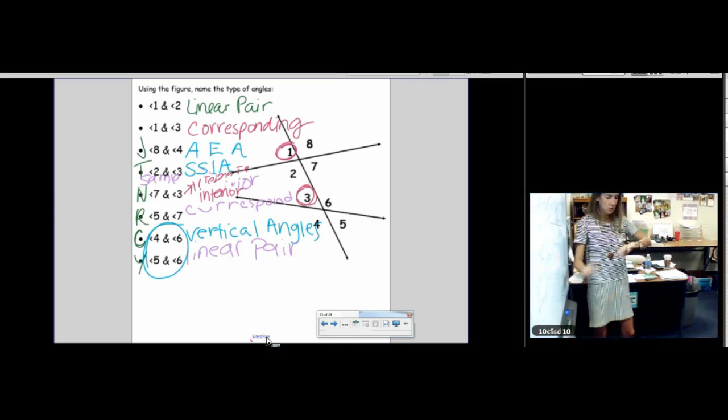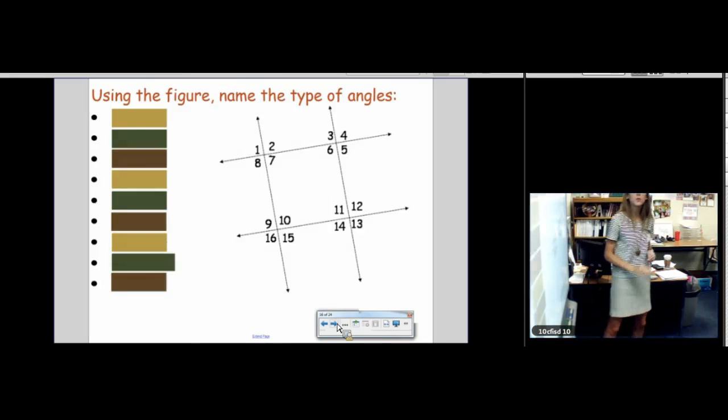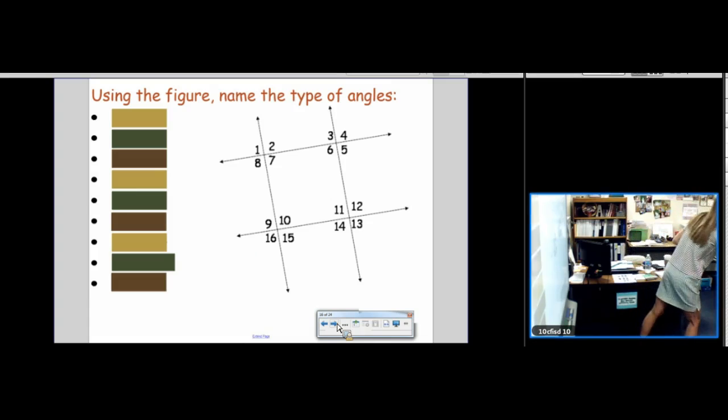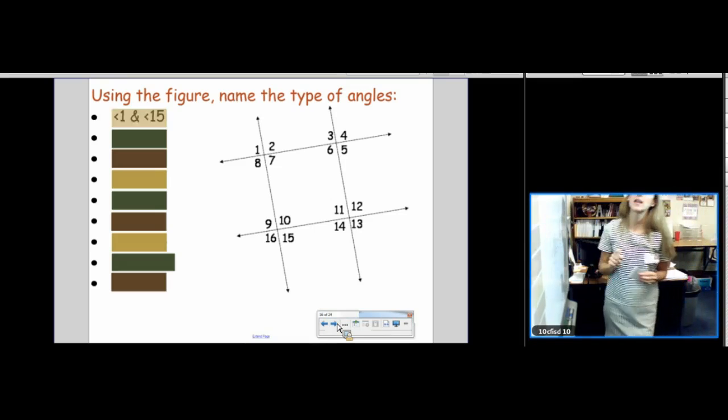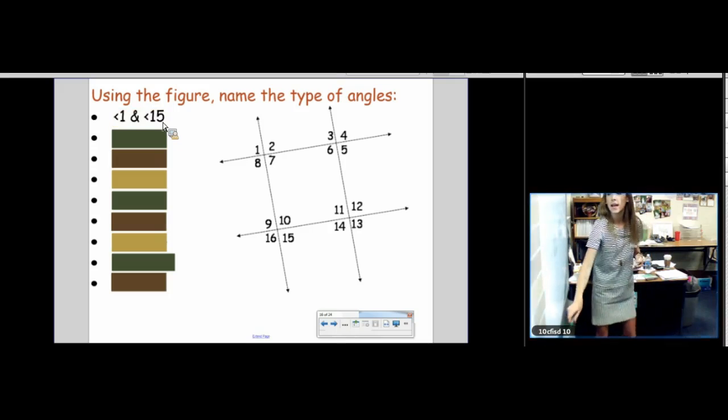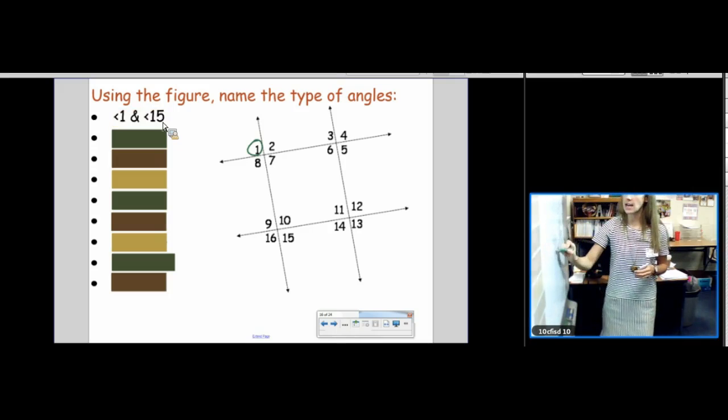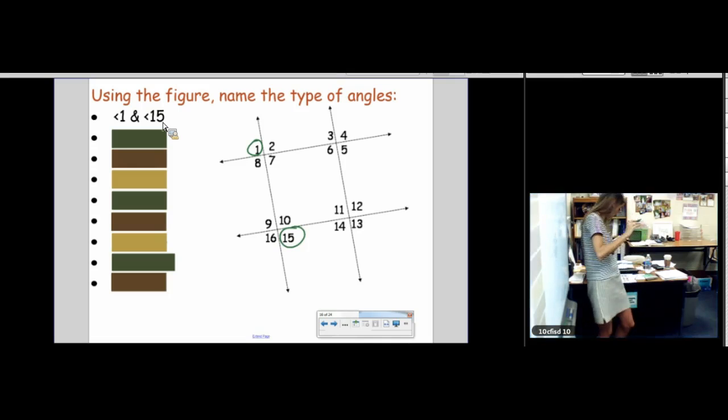Okay, let's do a few more, and then I'll give you your practice. You can't pre-study these. I'm just going to reveal one. You have to be ready to go. So be on the side that has your vocab, so you're ready to go when I call your name. All right, Sabian, 1 and 15. Give me the vocab word.